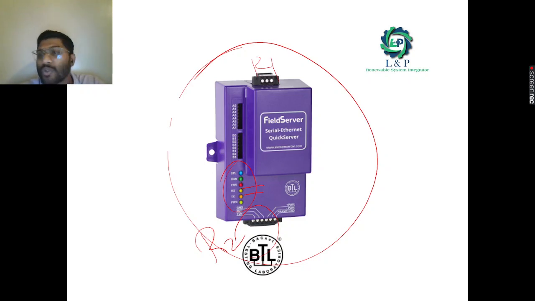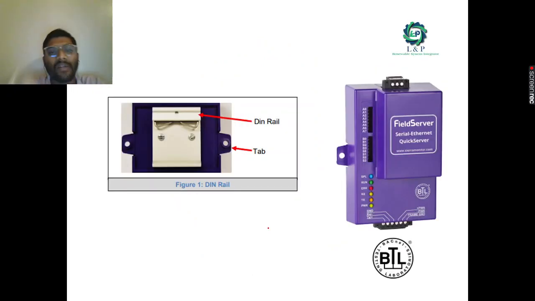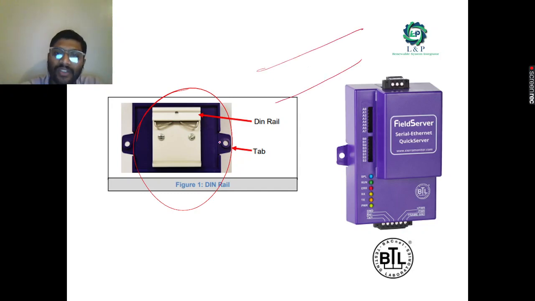I won't say you should not connect in R1. You can connect in R1 as well, but if you connect in R2, you have an LED indication, so it's easy for you to check. And then these are the power provisions. As you can see here, we have DIN rail provisions at the back. So on a normal DIN rail, with the help of this provision, you can fix these FieldServers.